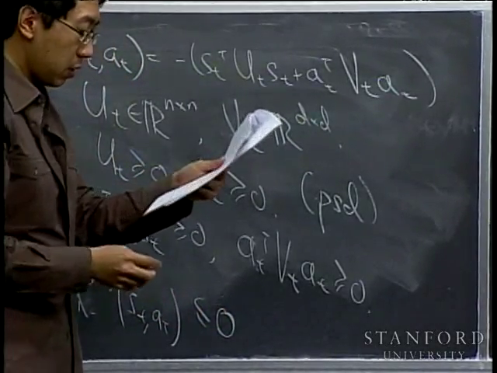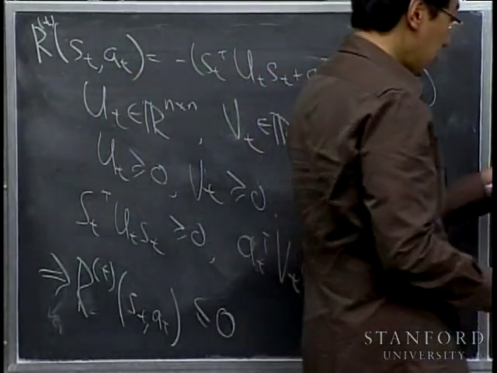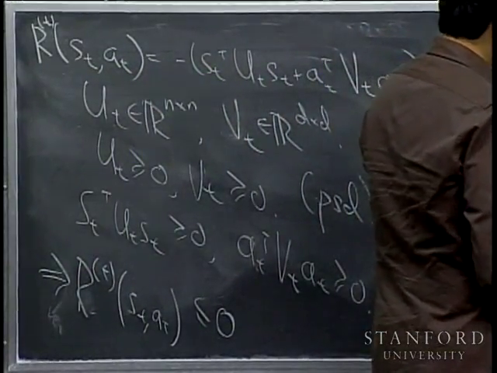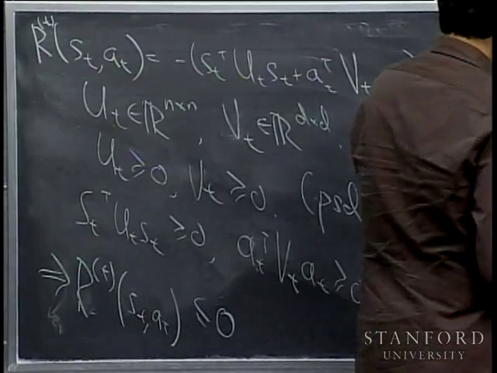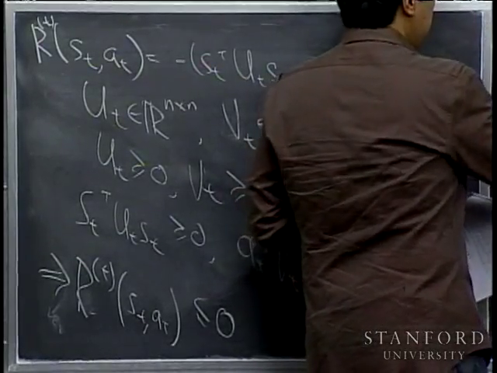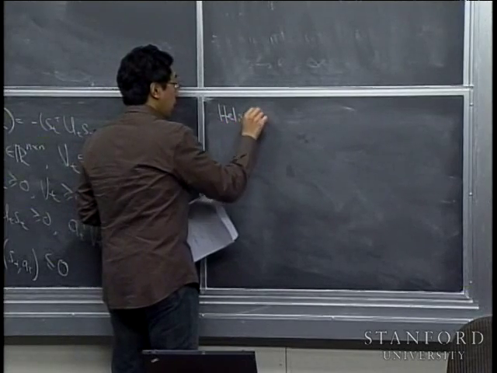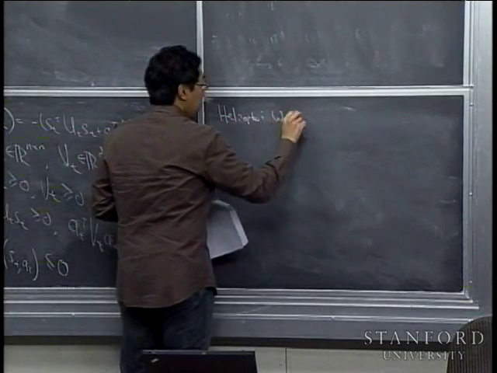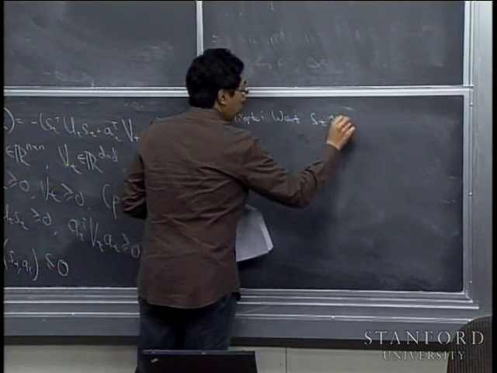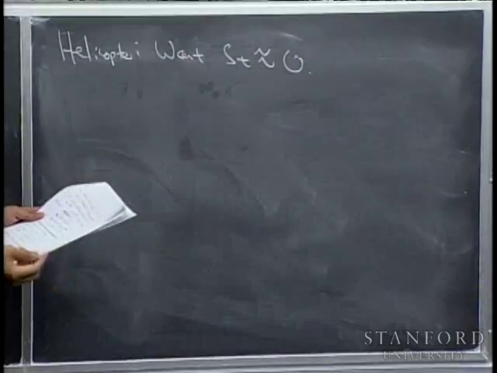As a concrete example of how you might want to apply this, you've seen my helicopter videos. Suppose you have a helicopter and you want the state s_t to be as close to zero as possible.